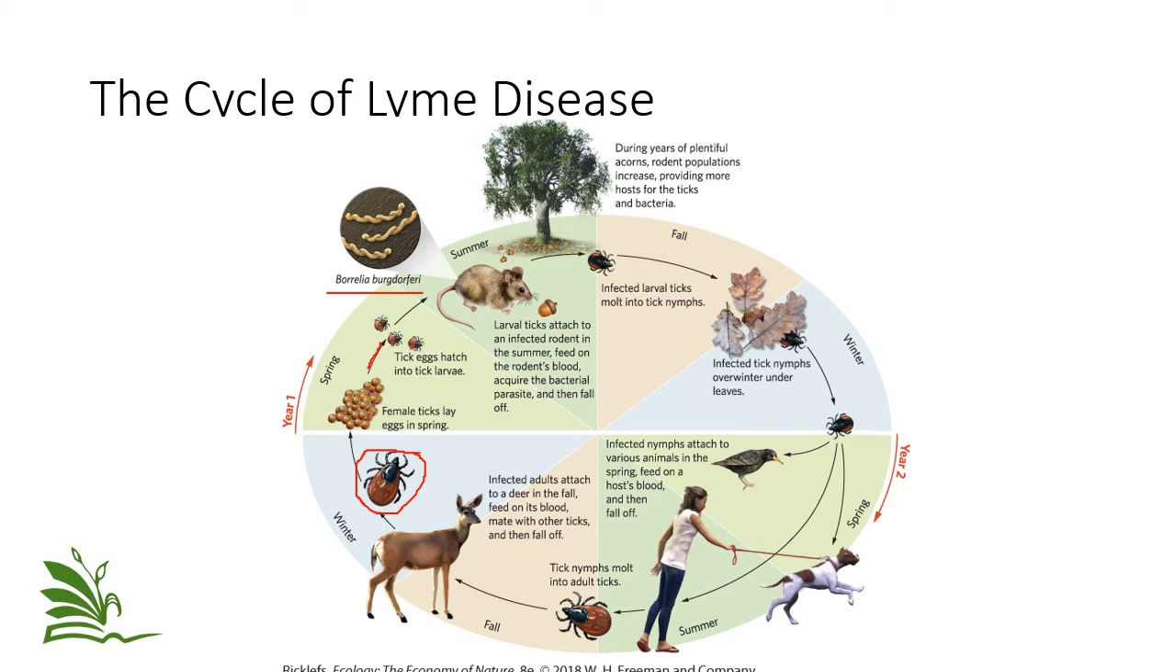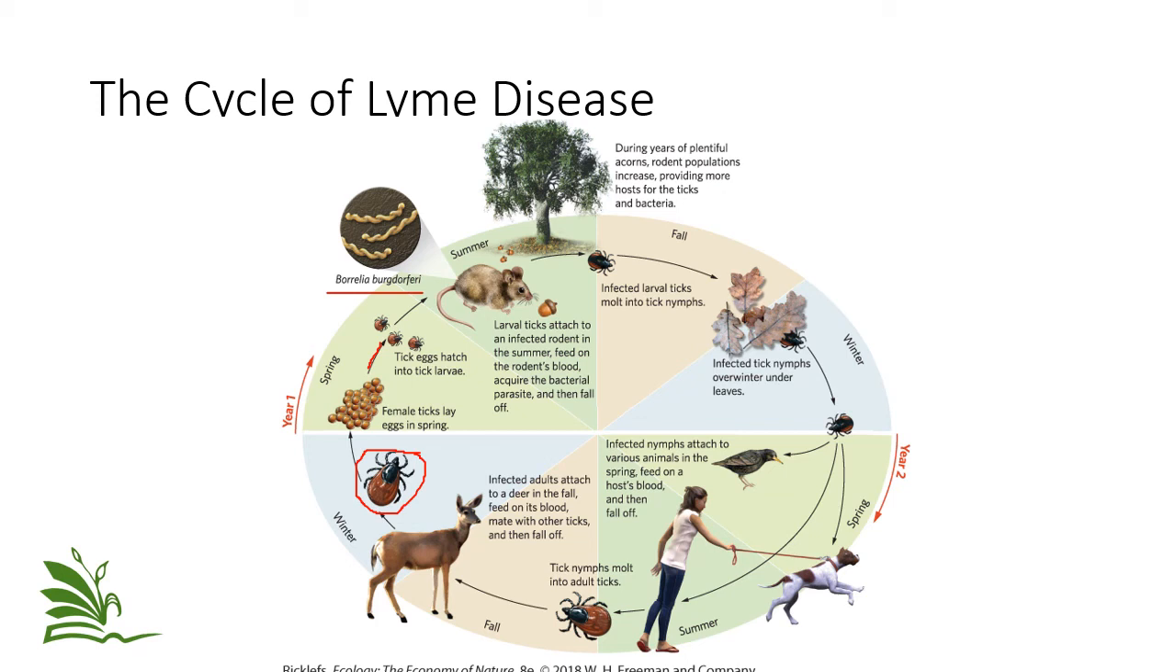They'll go through their life stages, so they'll molt several times into tick nymphs in the fall, and then the infected nymphs overwinter under the leaves. In the spring, those infected ticks attach to a variety of animals, and they feed on the host blood, and then they fall off. So they'll attach to a starling or any bird. They'll attach to your dog. They will attach to you. They feed on your blood, and then they fall off.